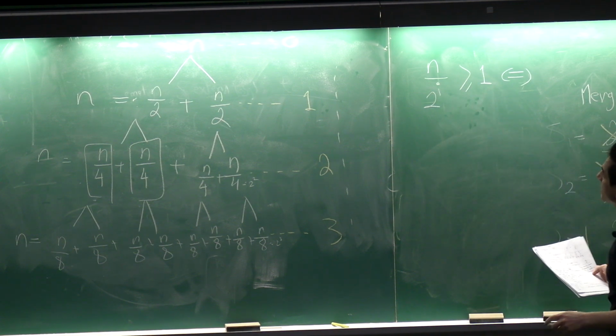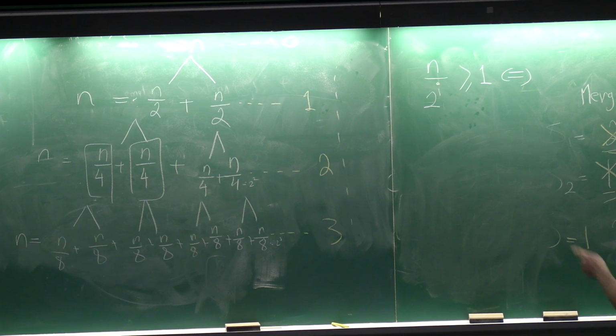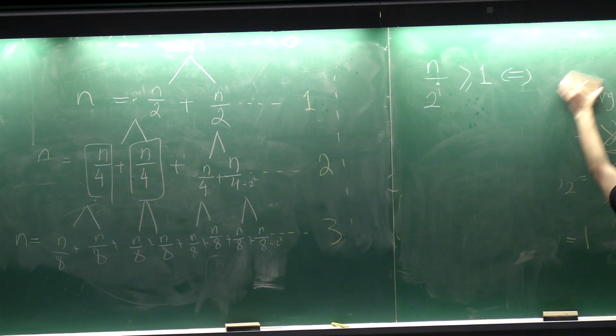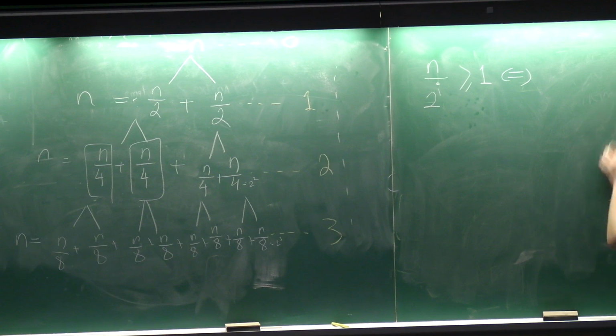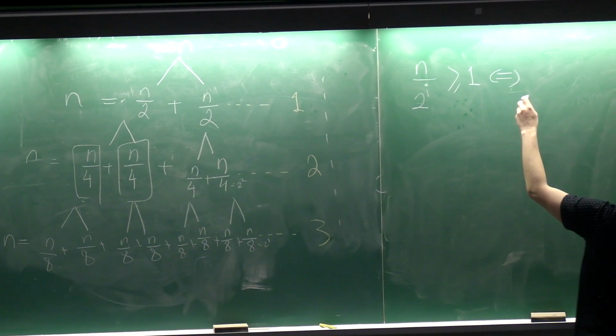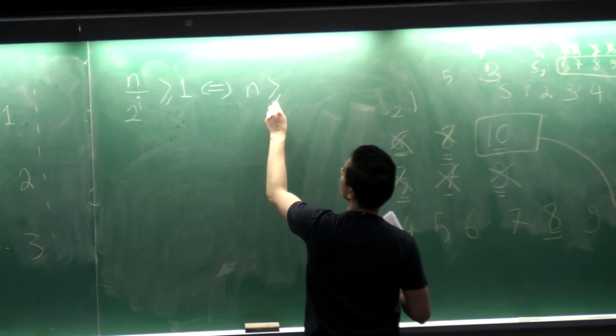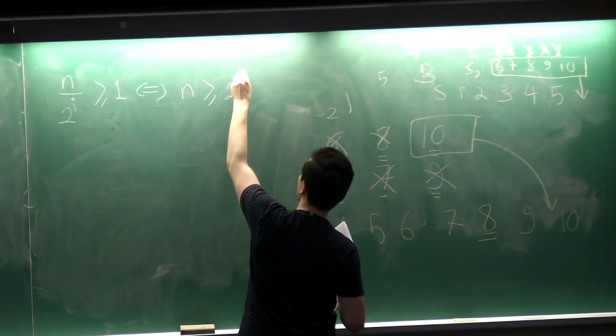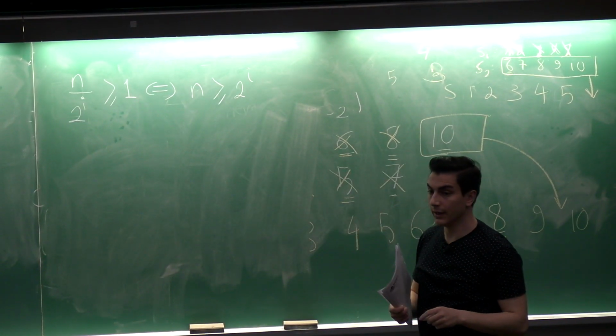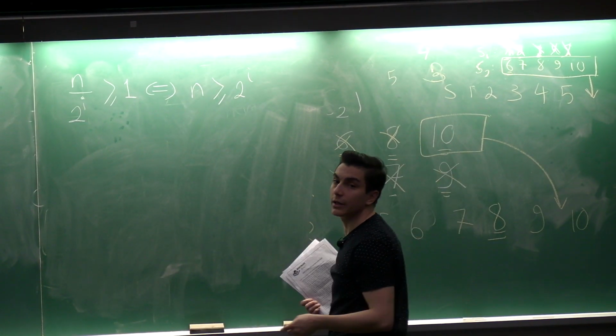Let's put this. That's going to be more accurate. So what does this mean? It means that n is going to be bigger or equal than 2 to the i. Okay? What can we do here?